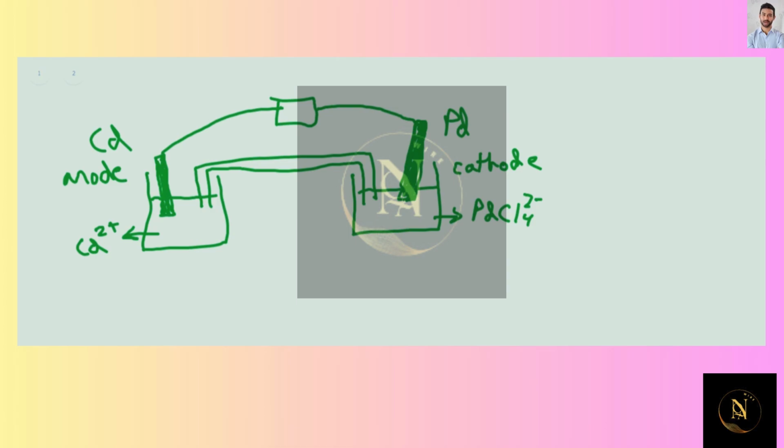And the last thing that it asks us to do is indicate the flow of electrons. So the flow of electrons will be from anode to cathode. So we have electrons going this way.